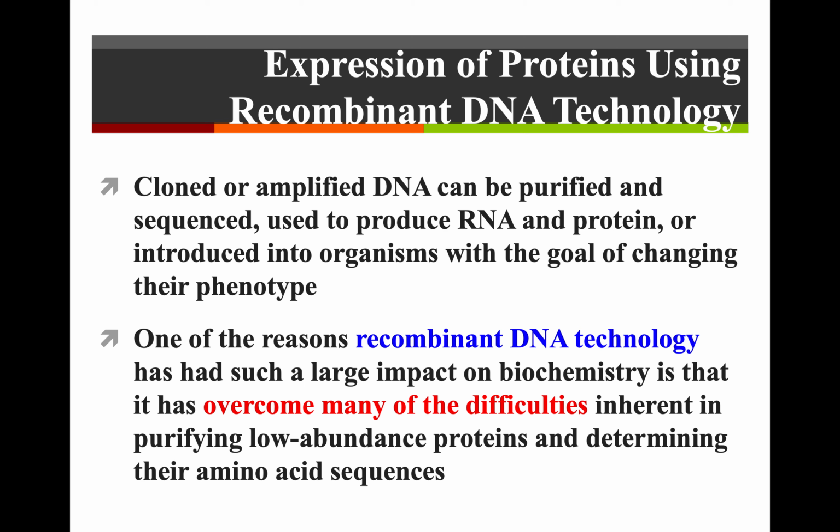So one of the reasons why recombinant DNA technology usually has such a huge impact on biochemistry is because it could, so to say, and that's why I would put it there in red letters, overcome many of the difficulties inherent in purifying low abundance proteins and determining their amino acid sequences. But you also have to be careful because there are some other elements that need to be controlled, and you basically need to know a lot about your gene and protein before you can proceed with this procedure.